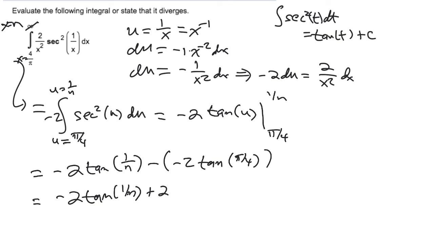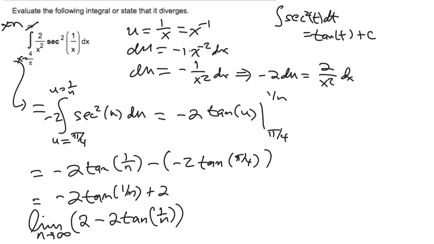To answer the improper integral problem, I need to take the limit as n goes to infinity of this answer. I'm just going to write it this way so I don't have the negative sign in the front. This is a little bit easier to look at. So I need to take the limit as n goes to infinity for this thing.